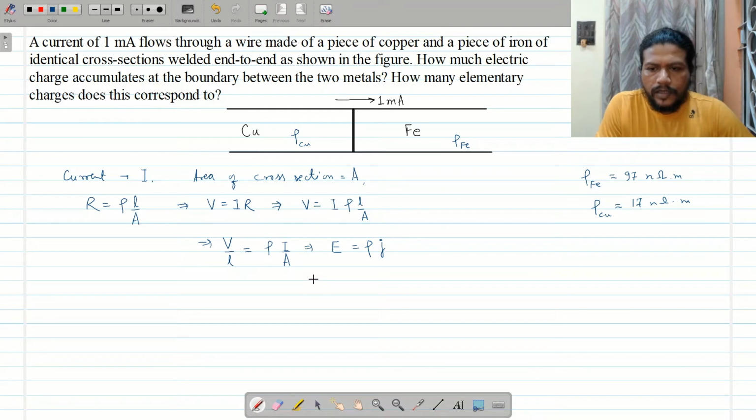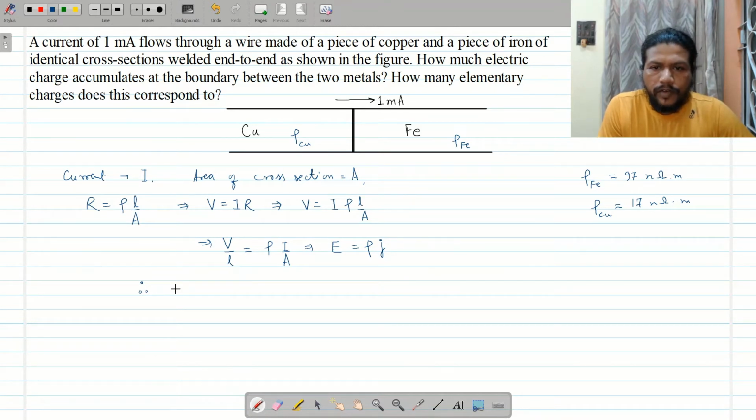Now in this case, because the currents are equal in both the wires, and in steady state whatever current comes in must go out, and the areas are equal as well, that indicates the current densities are equal. So the electric field must be different, because the resistivities are different, so the electric field is going to be different.